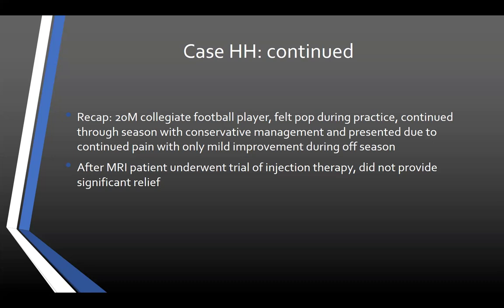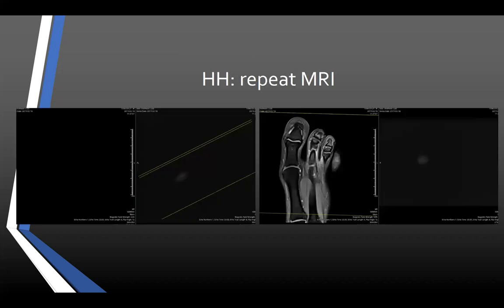So after the MRI was evaluated, the patient underwent continued conservative management, did have a trial of injection therapy. It was not clear what specifically was injected. Might have been PRP, but it was not specified in the charts. But this really didn't provide a whole lot of significant relief. Patient still had a lot of pain. And about a month or two later, the patient had another repeat MRI just to assess what's going on now.